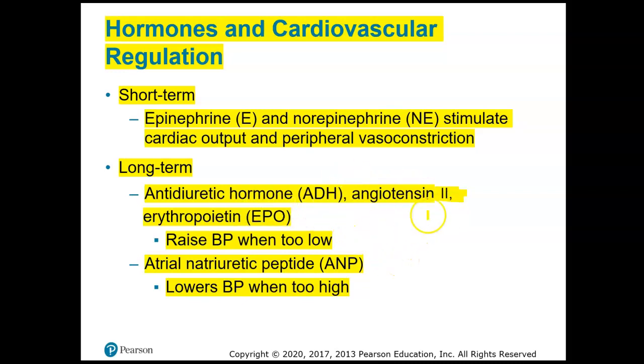But these are hormones that help regulate the blood flow through our blood vessels. ADH, angiotensin II, EPO, because that's going to cause the production of red blood cells, which will increase the volume of blood, which will increase the blood pressure. So all of these hormones, ADH, angiotensin II, EPO, raise the blood pressure when it's too low. But then we have one hormone that's actually produced by the heart itself that lowers blood pressure when it's too high.